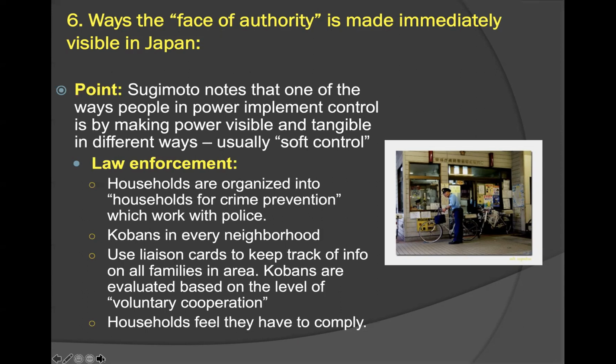And the kobans, the police, are supposed to use liaison cards to keep track of information on all families in the area. And the kobans are evaluated based on the level of voluntary cooperation. That is, how many of the families turn in these liaison cards so they can keep track of whoever is in the area. And households feel like they have to comply with this.